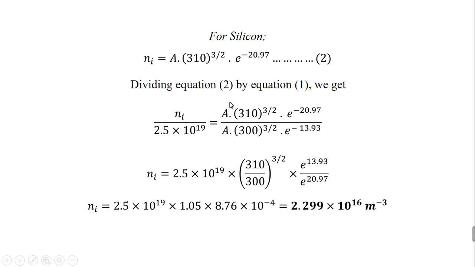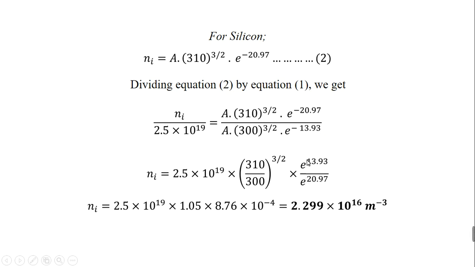Dividing equation 2 by 1, take a ratio of these two, A gets cancelled. Write down these values, and I have eliminated these negative signs by writing it in a reciprocal manner. This one I have taken to the numerator and this one to the denominator so that I can eliminate the negative values.